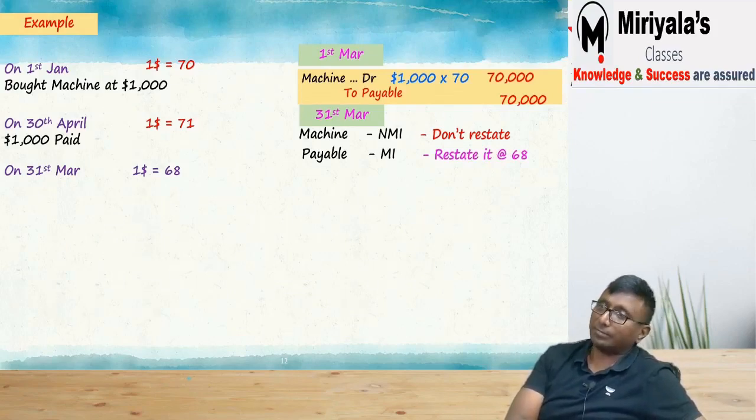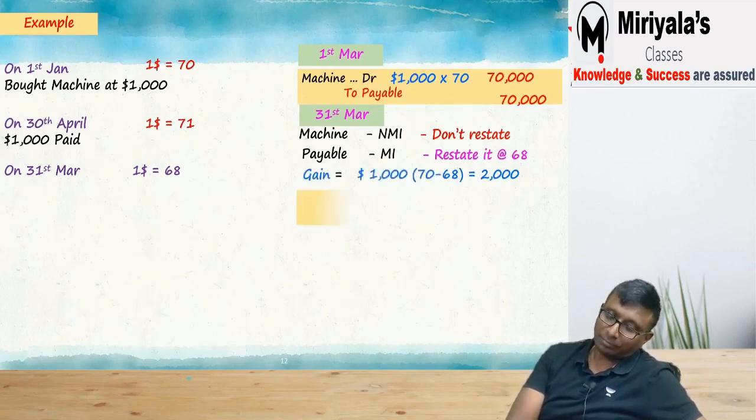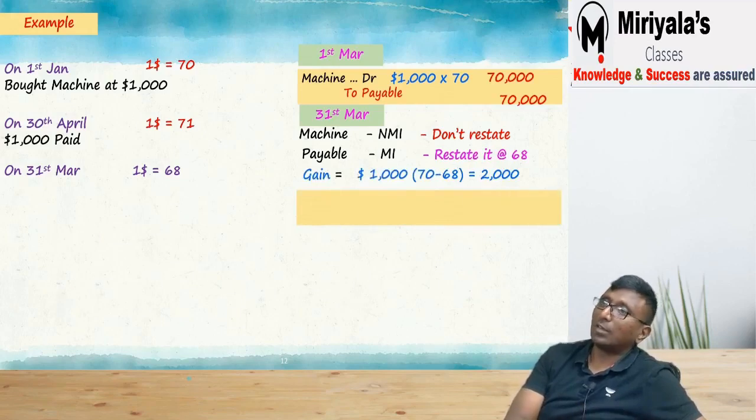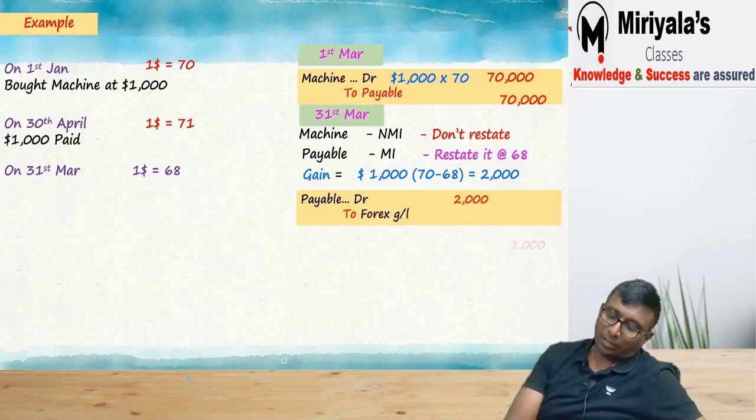Gain. Why gain? Initially, you recorded a liability of 70. Now your liability is reduced by 2 rupees per dollar. That means 2,000 rupees is a gain. Entry, please. Payable account debit to foreign exchange gain or loss account. Yes, 2,000 you are supposed to record.